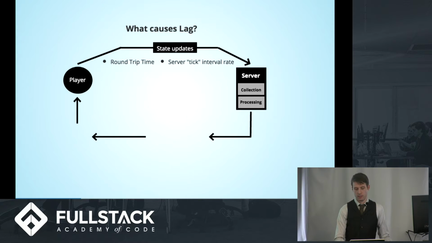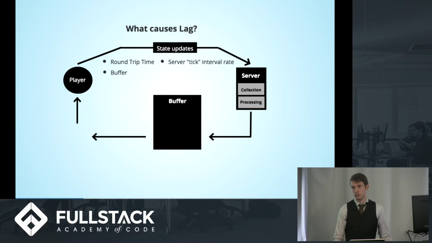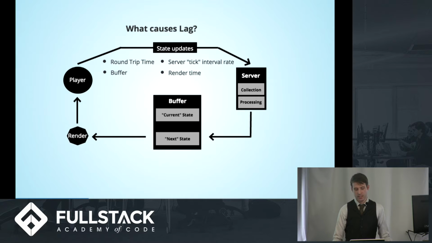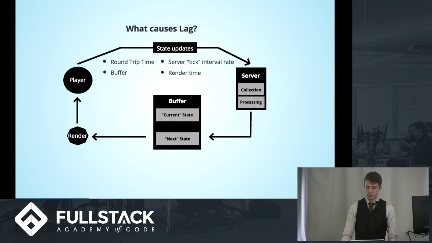out to everybody else. We have a buffer as a necessary evil in dealing with the internet, which compensates for lost packets and corrupted data, and at a bare minimum requires two states, a current and a next state. And finally, we have render time. So the game engine itself can actually cause some lag if it's not well optimized.